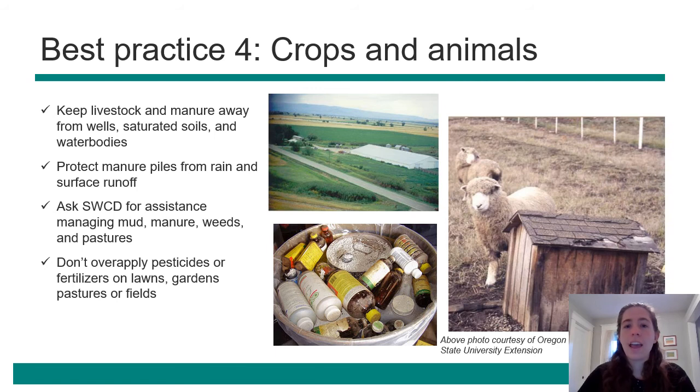Livestock and cropland can be sources of nitrates and bacteria that can contaminate groundwater if they're not properly managed. So some best practices that can decrease the risk of this contamination include keeping livestock and manure away from wells, saturated soils, and water bodies, protecting manure piles from rain and surface runoff, and the soil and water conservation districts like Marion SWCD are excellent resources for assistance in managing mud, manure, weeds, and pastures in a drinking water friendly way. So be sure to ask them for assistance. And finally, avoid over-applying pesticides or fertilizers on lawns, gardens, pastures, and fields.